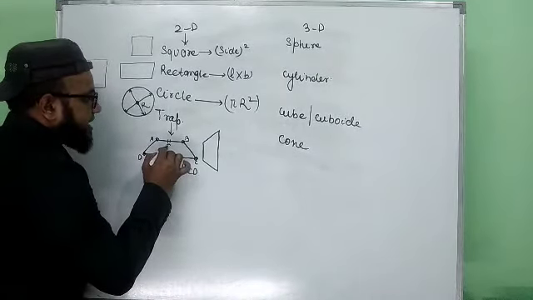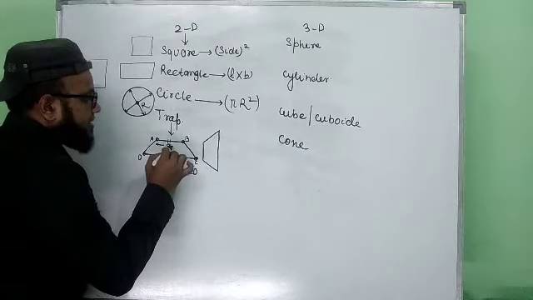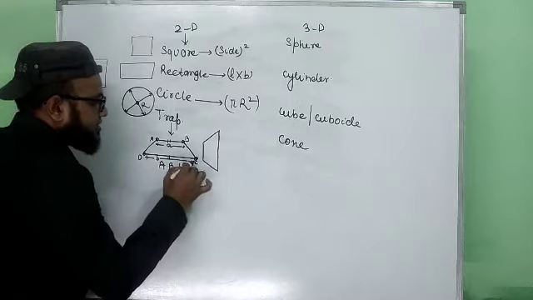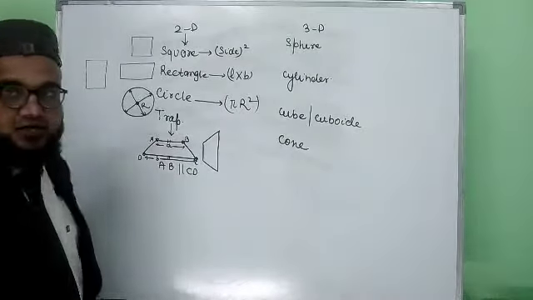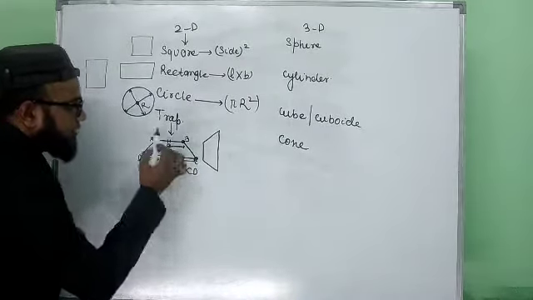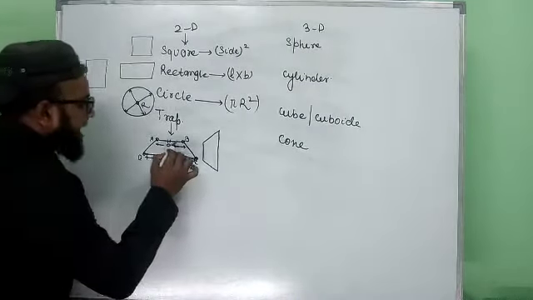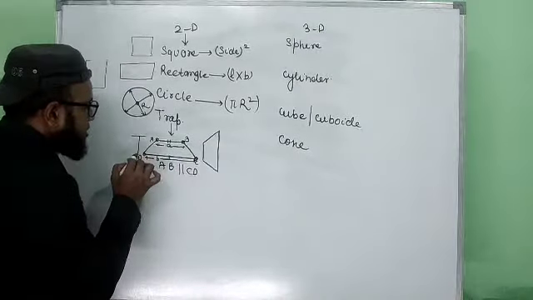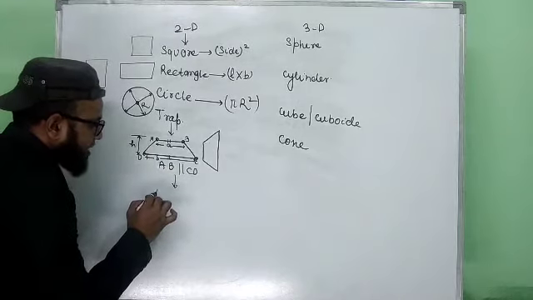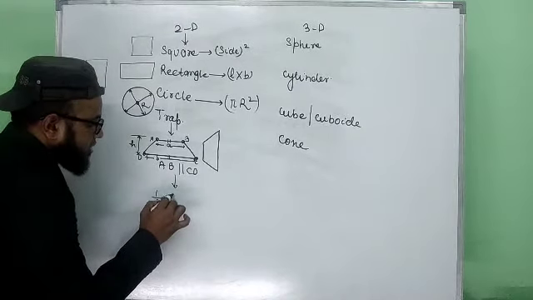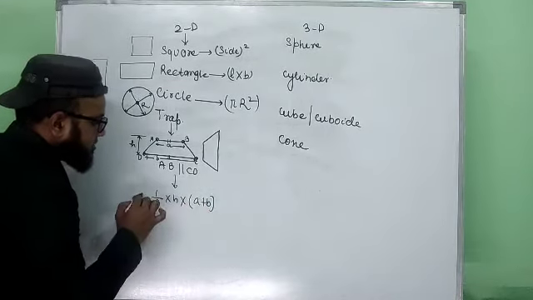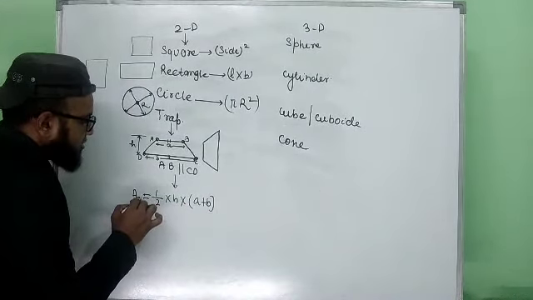Consider the length of side AB is a, the length of side CD is b, and the gap, that is the height, between the parallel sides AB and CD is h. Then the area of the trapezium is half into height into the sum of the parallel sides in brackets. That is the area of the trapezium.